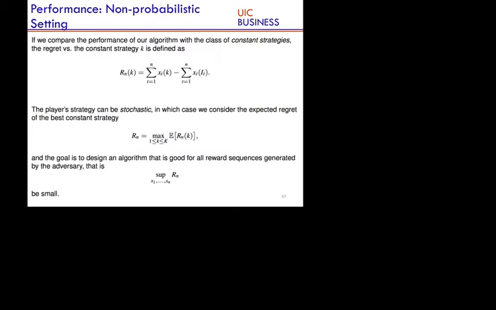And if you want to be even more formal, you want to say I want to design an algorithm that is good for all reward sequences generated by the adversary. So the adversary is going to generate n such vectors in n rounds, and my algorithm should be such that for any such n vectors that are generated, I minimize R_n. So it's just trying to say what is the target that you want to reach. Because there are no probabilities, we are defining targets in terms of constant strategies and the best out of them and so on.